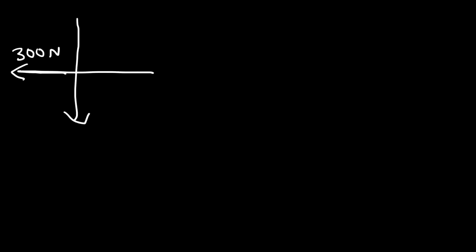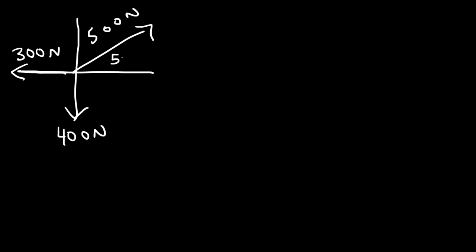Now let's try one more example. This time, we're going to find the resultant force vector given three vectors. So let's say the first force is at 300 newtons directed west. The second one is at, let's say, 400 newtons directed south. And the third one is 500 newtons at an angle of 50 degrees.